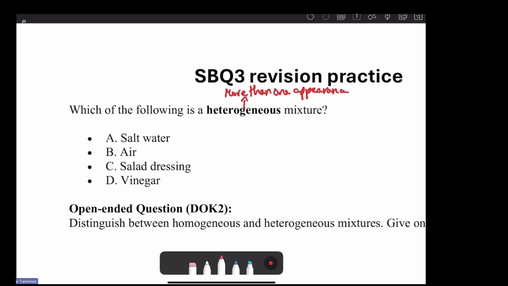Salt water: the salt disappears, it dissolves in water, so you cannot see them because the particles are very small. The air is a mixture of gases like oxygen, nitrogen, carbon dioxide. All of these are colorless gases, so you cannot see them. And vinegar is acetic acid mixed with water, so it's well mixed. You cannot see which one is the vinegar and which one is the water. However, the salad dressing, you can see the lettuce, you can see the cucumber, the components and the ingredients of the salad are very well appearing.